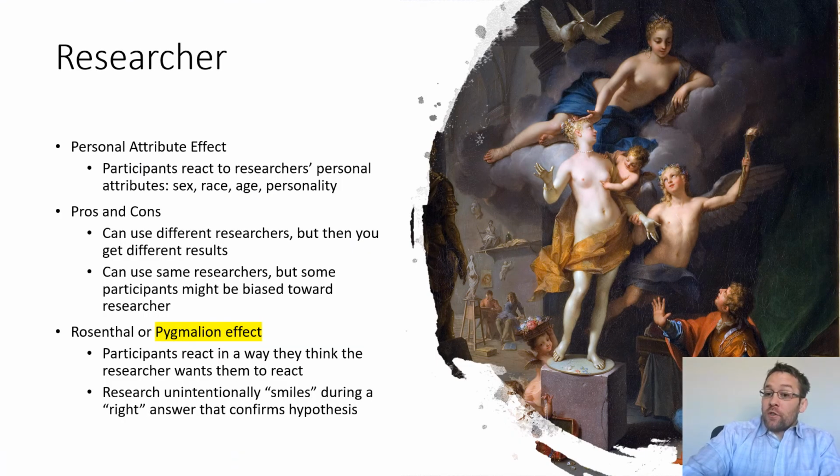When it comes to the researcher, himself or herself, the researcher can influence the participant's response. So there's what's known as personal attribute effect. Participants react to a researcher's personal attributes, such as sex, race, gender, personality, etc. Imagine that somebody is giving me a survey, and the survey is all about race relations in the United States. If someone sits me down to give me that survey, might I be influenced by the researcher's race?